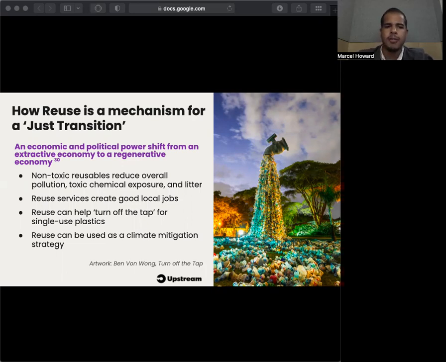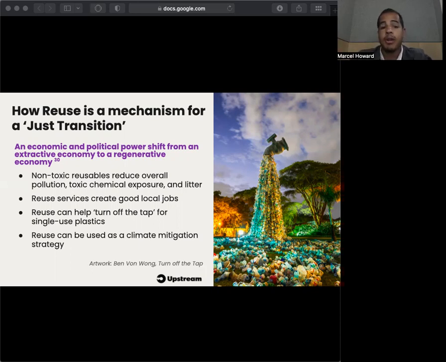Now, how is reuse a mechanism for a just transition? Well, non-toxic reuse helps reduce overall pollution, toxic chemical exposure, and litter, and can greatly improve the overall living conditions of a community while reducing overall litter and waste management costs for local businesses and government alike. Reuse services create good local jobs. The logistics of reusables collection, washing, and redistribution provide safe local jobs, whereas disposable related jobs are in other locales where extraction, production, and disposal takes place.